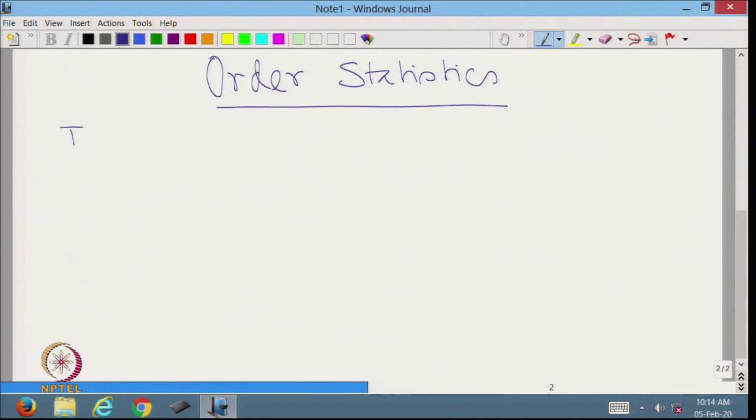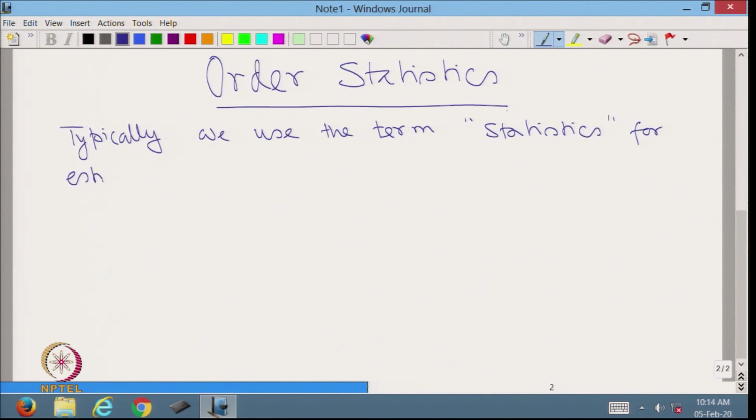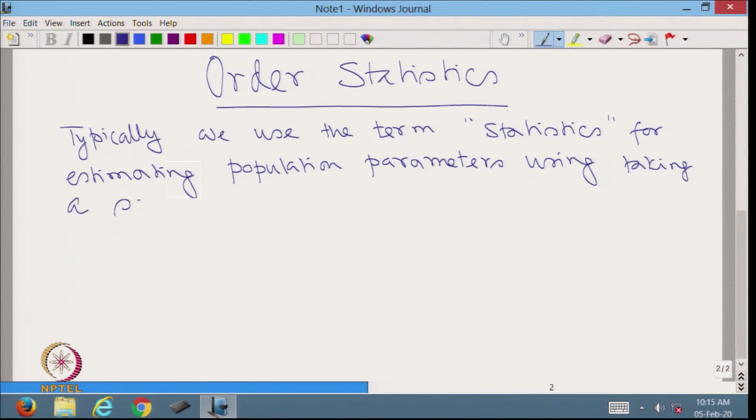Typically, we use the term statistics for estimating population parameters using a sample taken from the population.